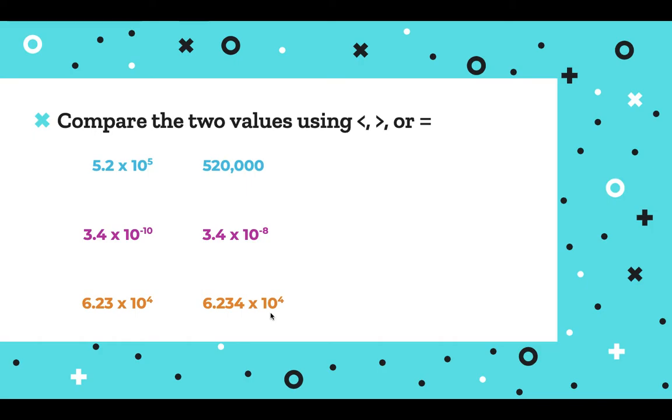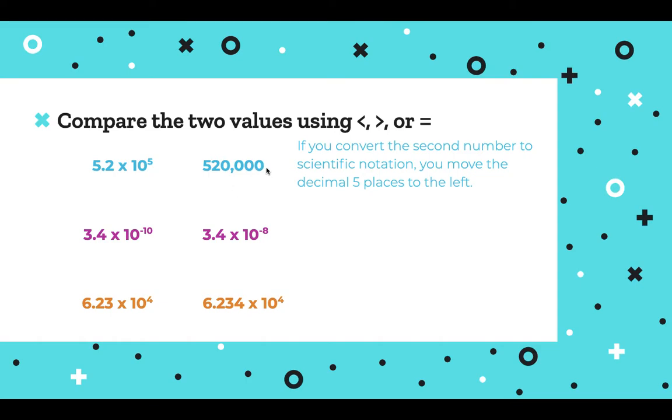Let's take a look at these three examples. Greater than, less than, or equal. 5.2 times 10 to the 5th, comparing it with 520,000. So the very first thing we need to do is convert the second number to scientific notation. We need to move our decimal. Our decimal's right here. We're going to move it 5 places to the left. So if we did that, it's 1, 2, 3, 4, 5. So we're putting this in scientific notation: 5.2, since we moved it 5 places left, it's going to be to the 5th power. So they're going to be equal.